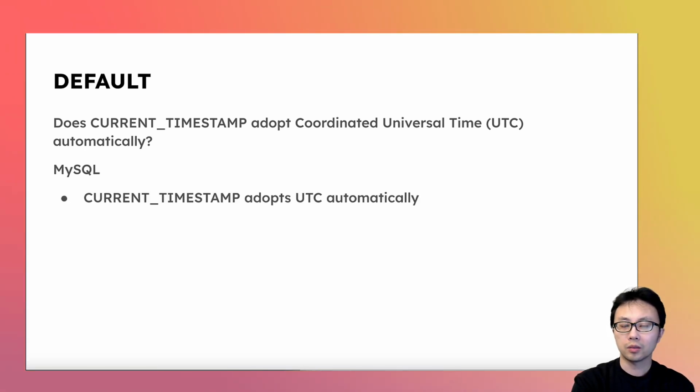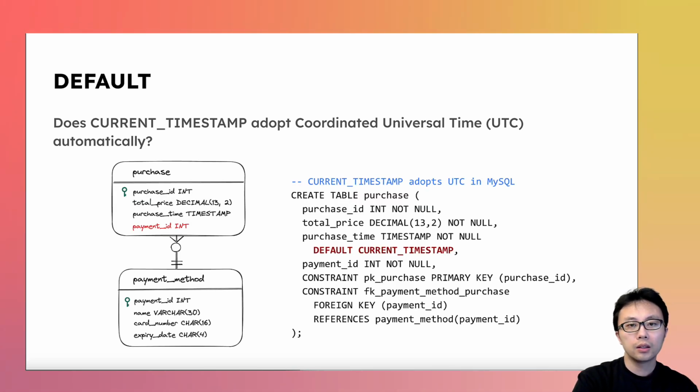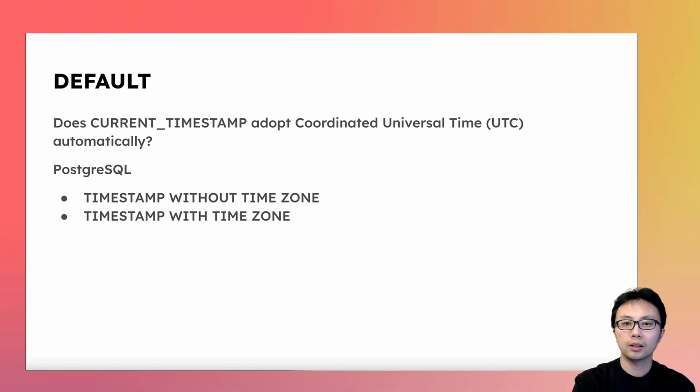In some database systems, like MySQL, current timestamp adopts UTC automatically. So default current timestamp will support auto time zone conversion without any issues. But in some other systems, like Postgres, things are a little bit complicated. Whether current timestamp adopts UTC automatically or not depends on what data type you choose for the corresponding column. There are two different flavors for the data type timestamp. One comes with auto time zone conversion and adopts UTC automatically, which is timestamp with time zone, while the other does not.